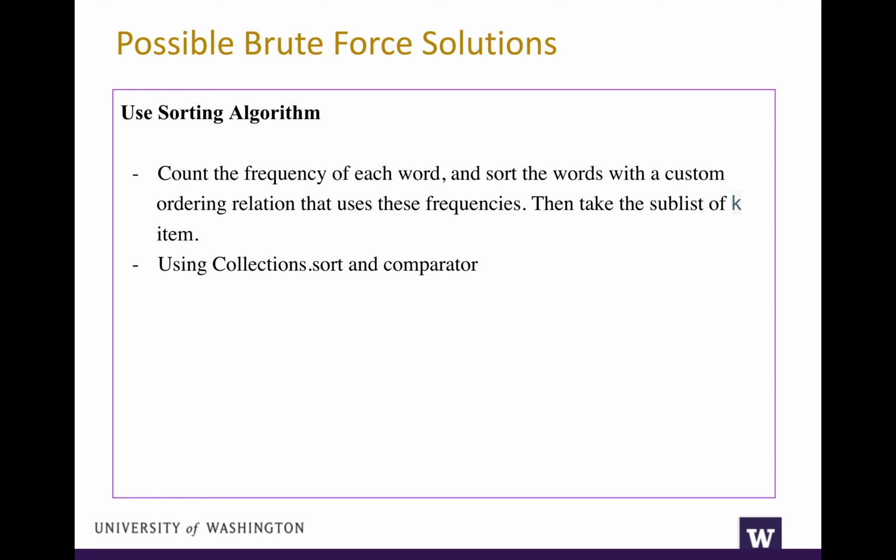And so the most intuitive solution would be using sorting algorithms, right? So what you can do is you can just count the frequency of each word and sort the words with a custom order relation that uses these frequencies. Then take the sublist of k items. So it means that we're going to use Collections.sort and implement our own comparative method. So we know that we can use Collections.sort because list is essentially part of Java collections, right? So that's one word sort algorithm, but what are the time complexity and space complexity, right?